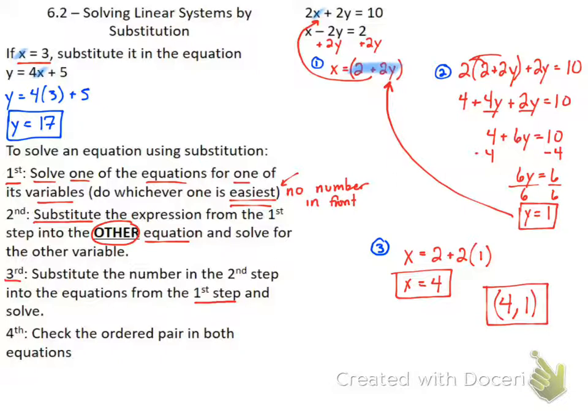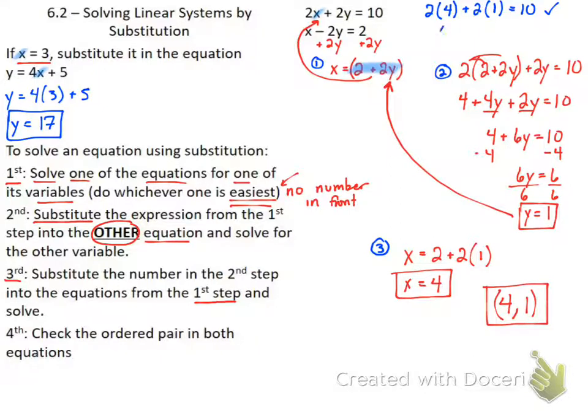Once I do that, I do want to double check my answers to make sure that they work in both of the original equations. So I can go back up here. Again, my ordered pair was (4, 1). And so I can go 2 times 4 plus 2 times 1 is equal to 10. 2 times 4 gives me 8. 2 times 1 gives me 2. 8 plus 2 gives me 10, so the first one works out.